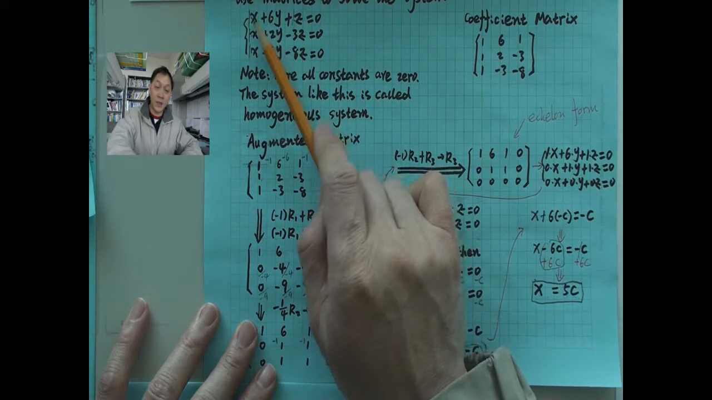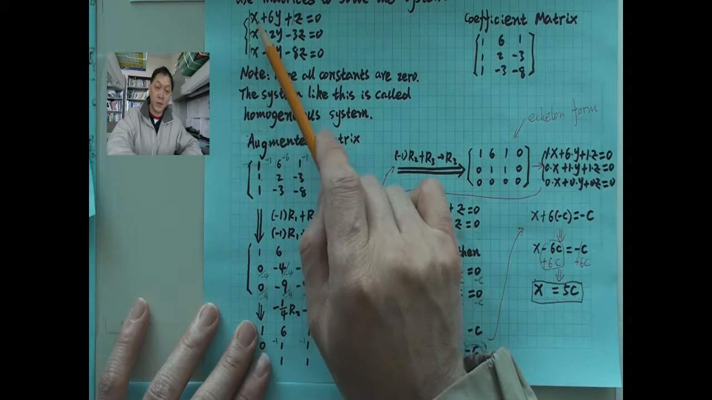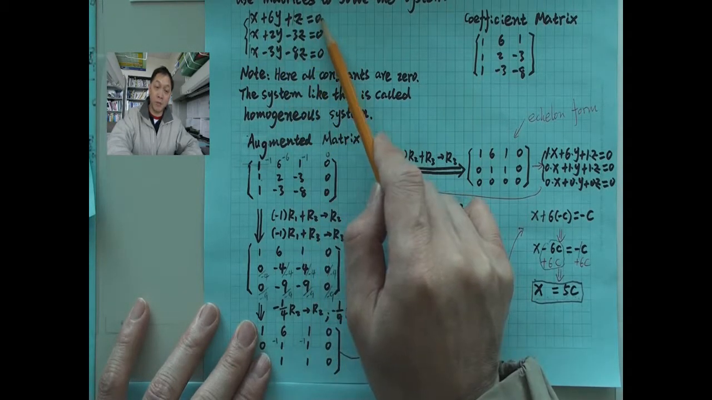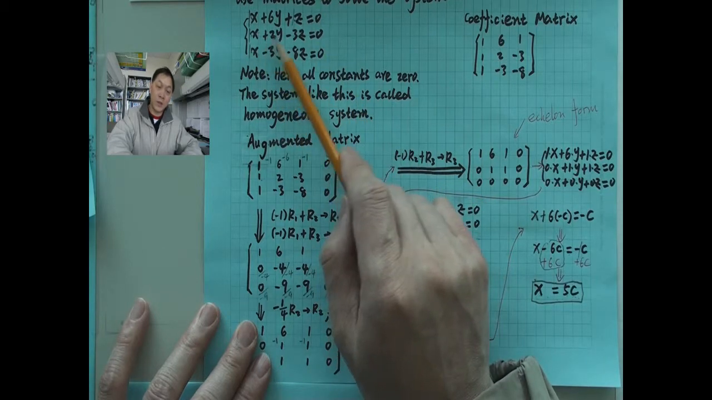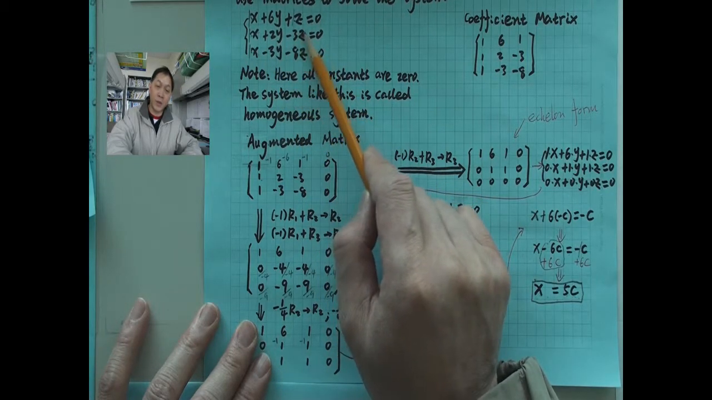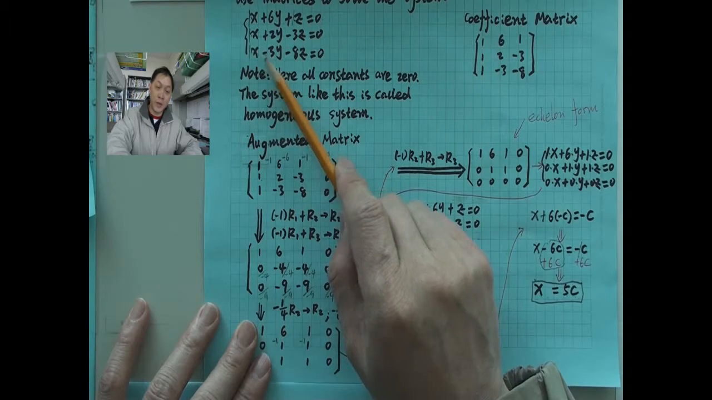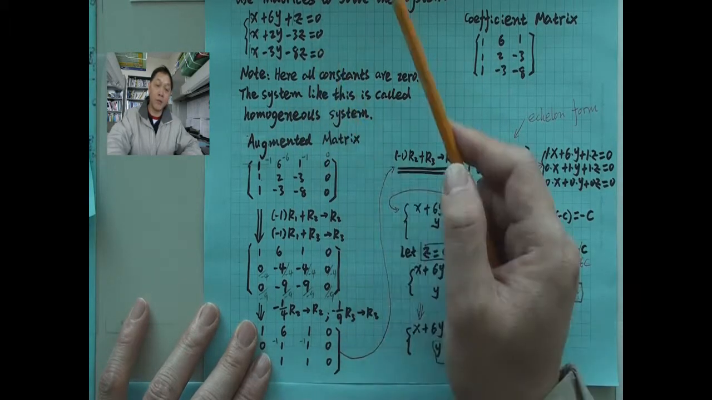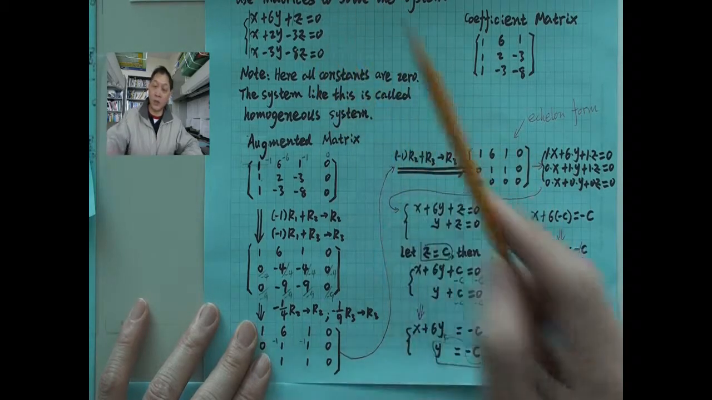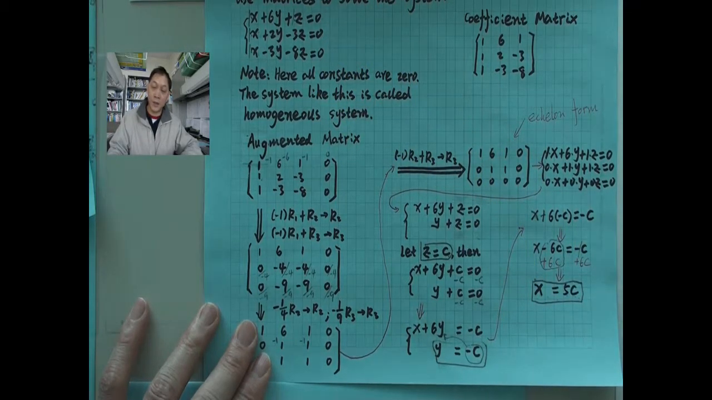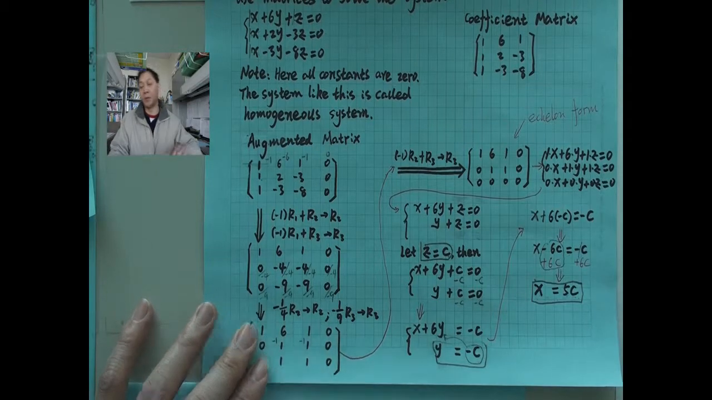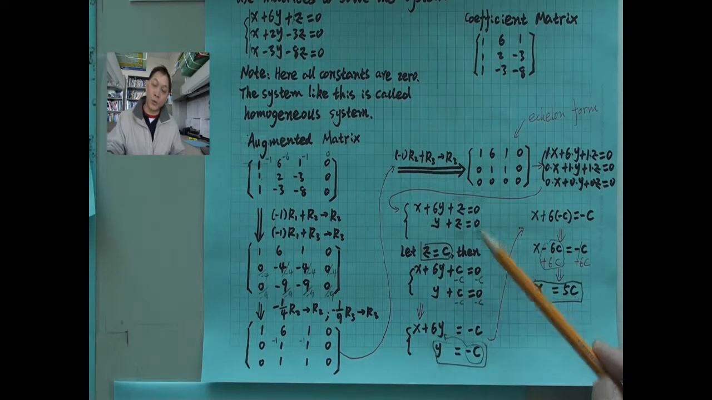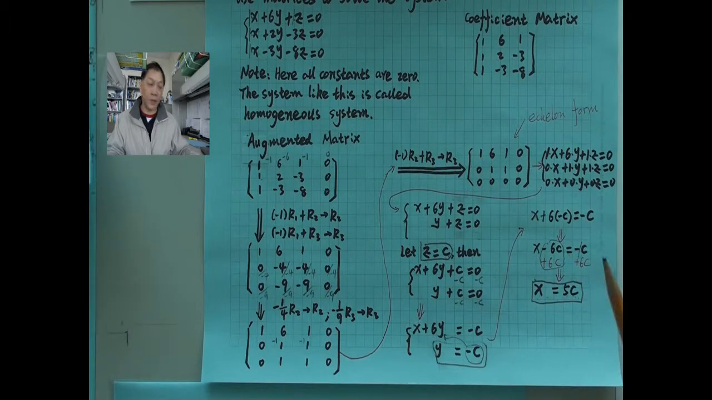If you plug in here, 0, 0, 0. So 0 plus 6 times 0 plus 0 is 0. 0 plus 2 times 0 minus 3 times 0 is 0. 0 minus 3 times 0 minus 3 times 0 is 0. Okay, 0, 0, 0 for x, y, z. This set is a trivial solution. Okay, but we can find out many other solutions other than zeros.